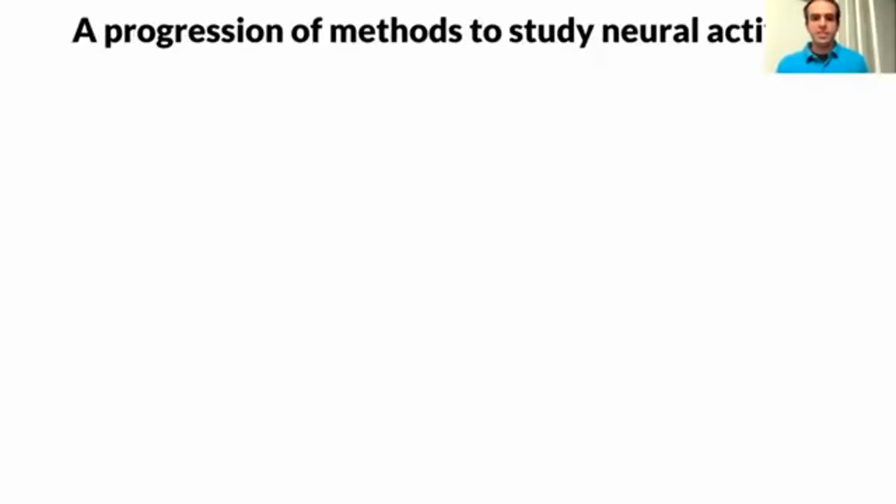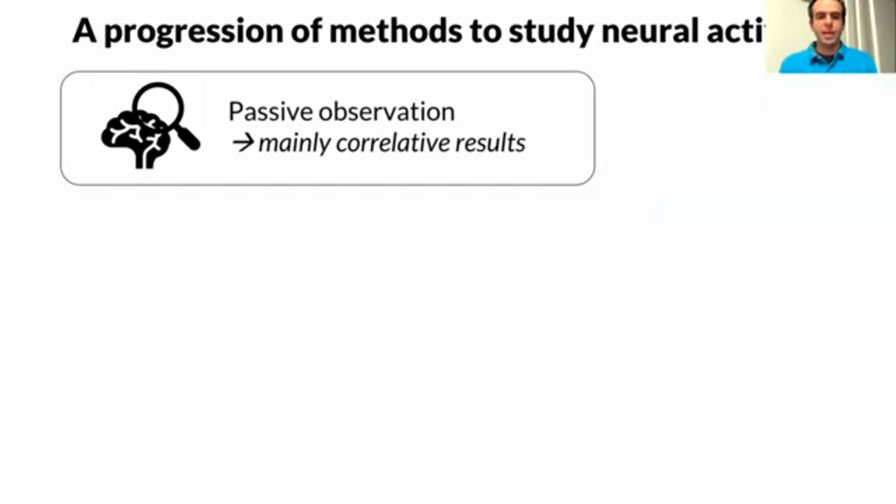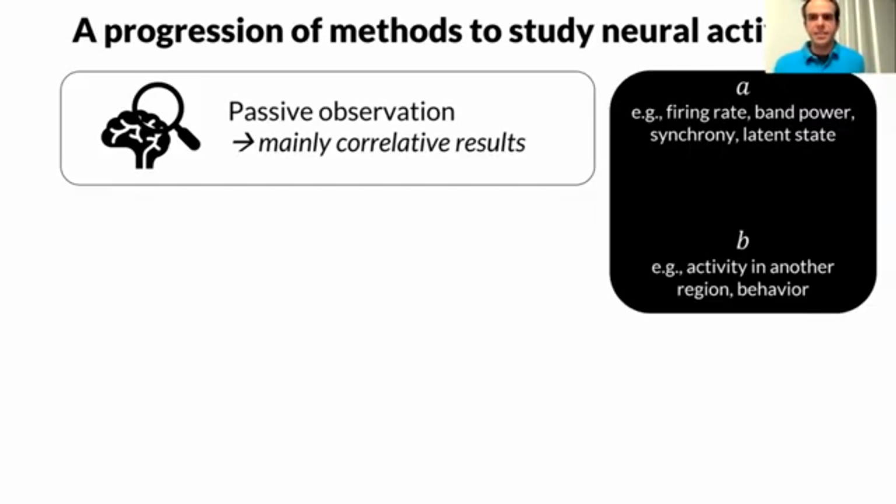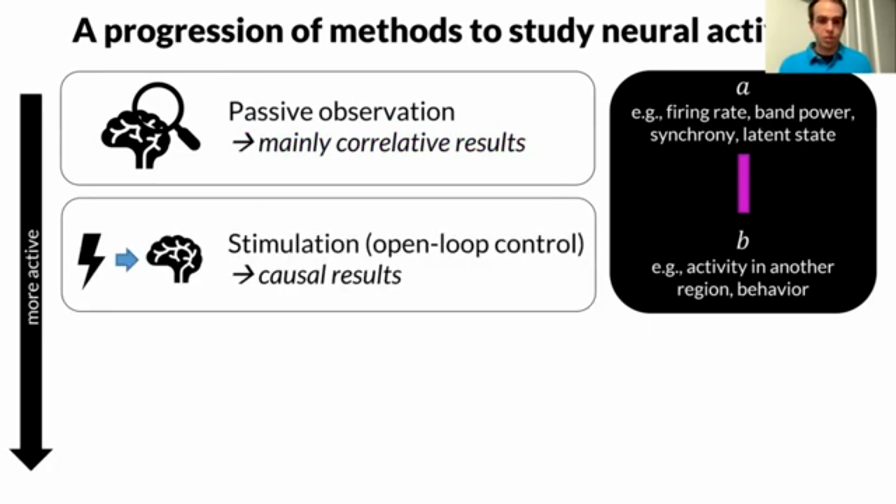So let's talk about ways to study neuroactivity. The most basic thing you can do is passive observation. Let's formalize this activity as the variable A. It could be firing rate. It could be something derived from it, like band power. And normally we want to relate it to some downstream variable, which we'll call B. Now, if all you're doing is passively observing, the best you can do is correlation. If you use a more active approach, like stimulation, you can say something about causation.